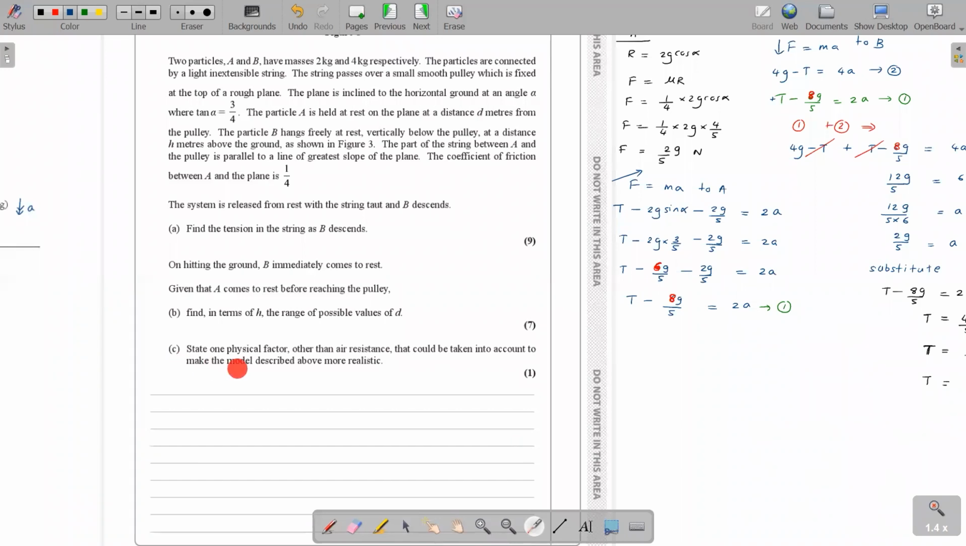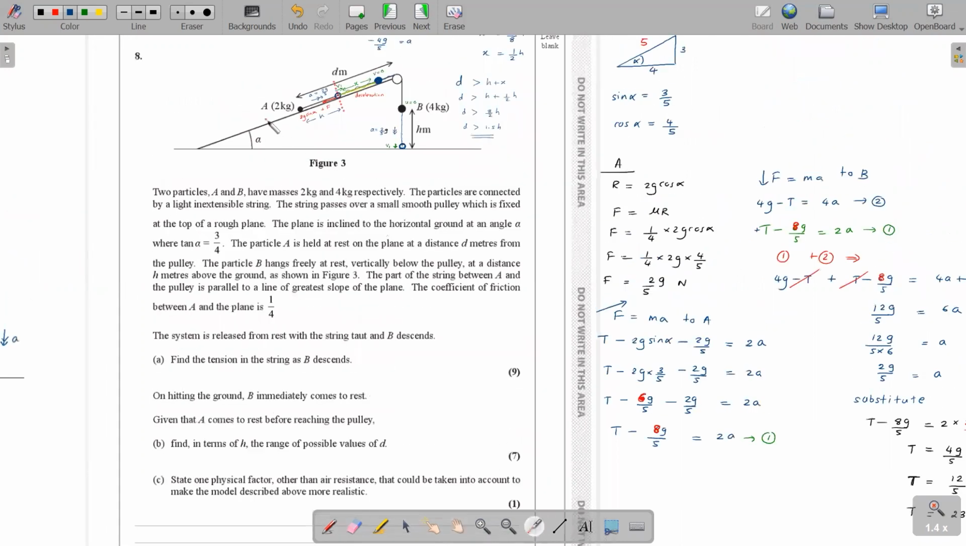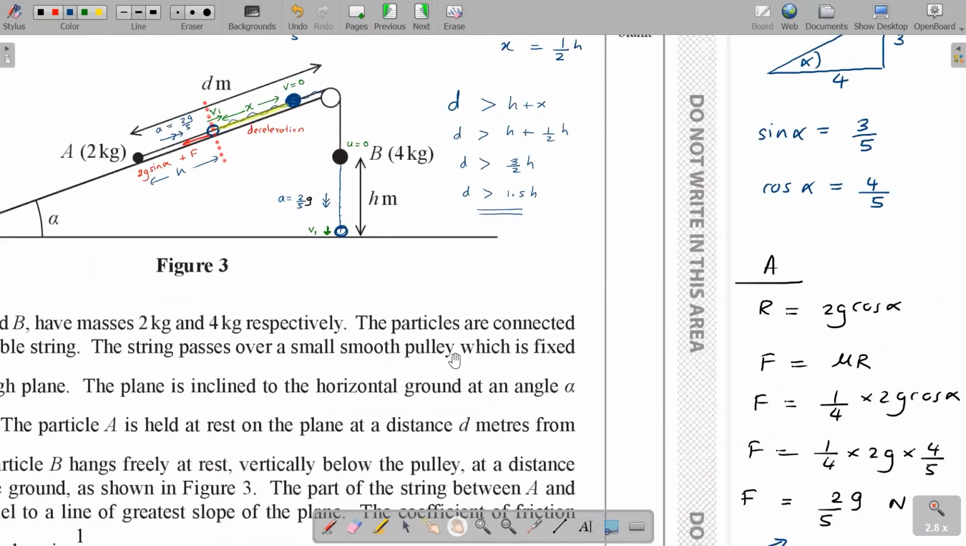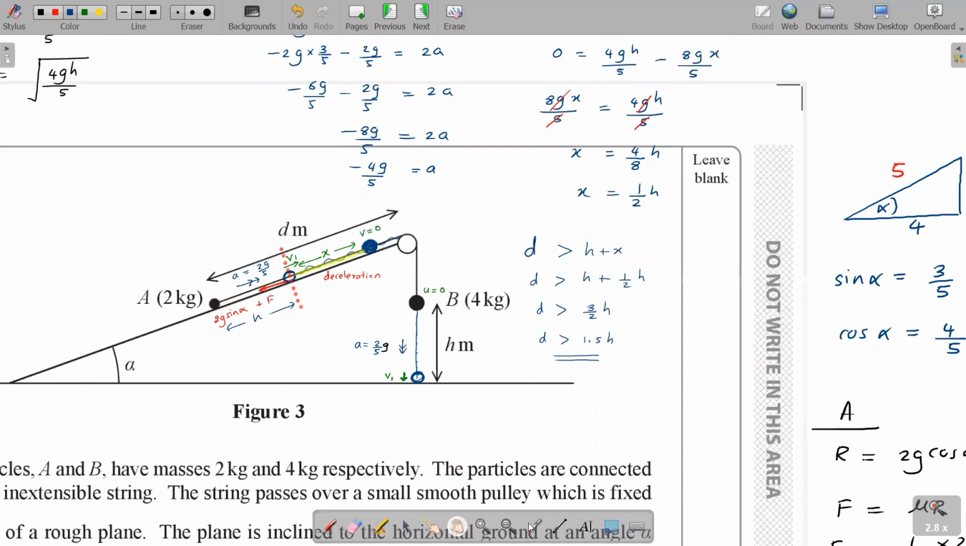The last part: state one physical factor, other than air resistance, that could be taken into account to make the model described above more realistic. What other thing, other than air resistance, could we take into account? You just need to think out of the box. You can't say whatever is in the question. Say something that they have not mentioned to make it more realistic. Don't restate what's given in the question.